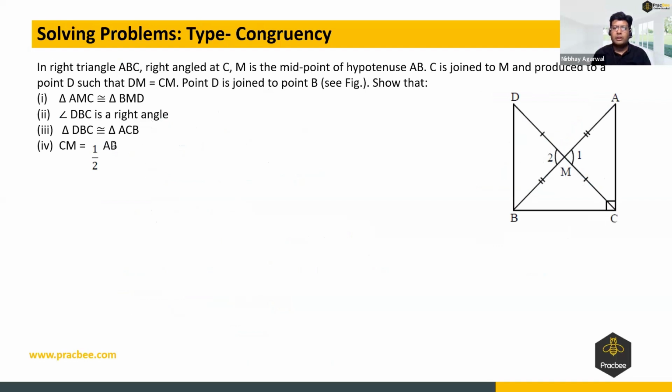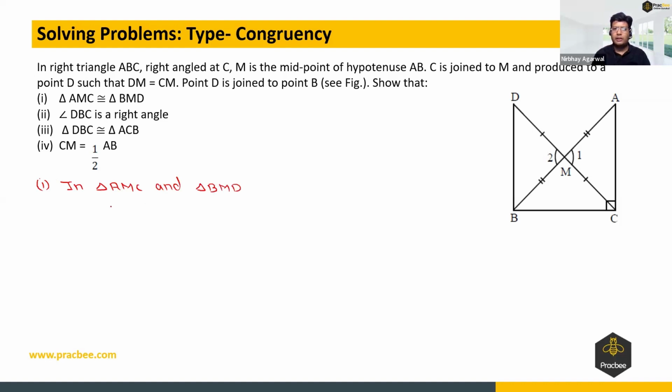Show that. So basically, this question is very important from the exam point of view. This is an NCERT based question. So how can we solve it? For the first step, I will take triangle AMC and triangle BMD, right?